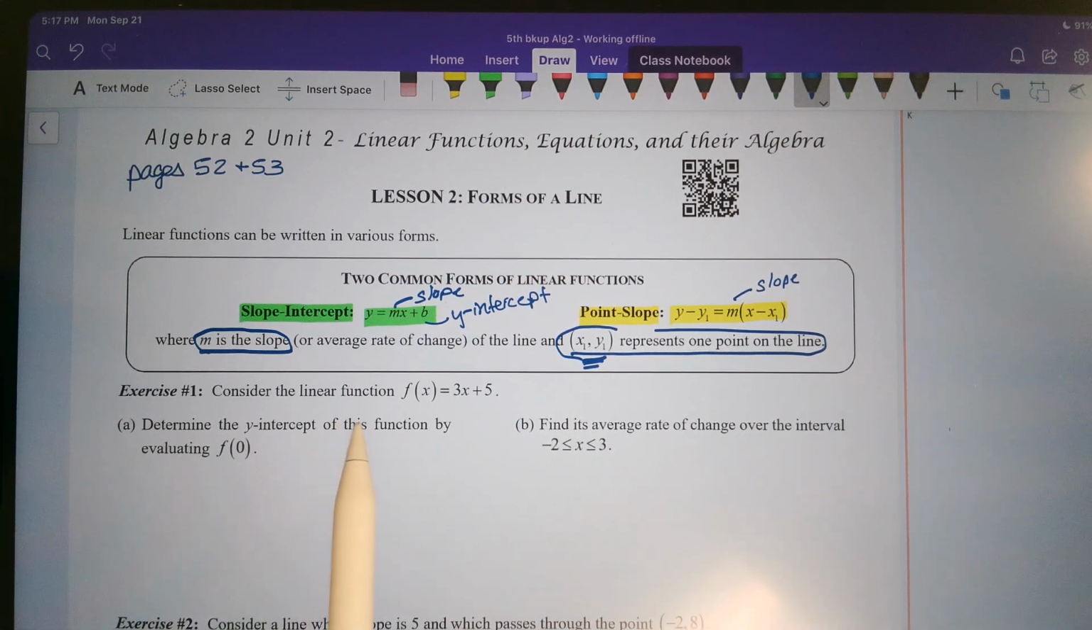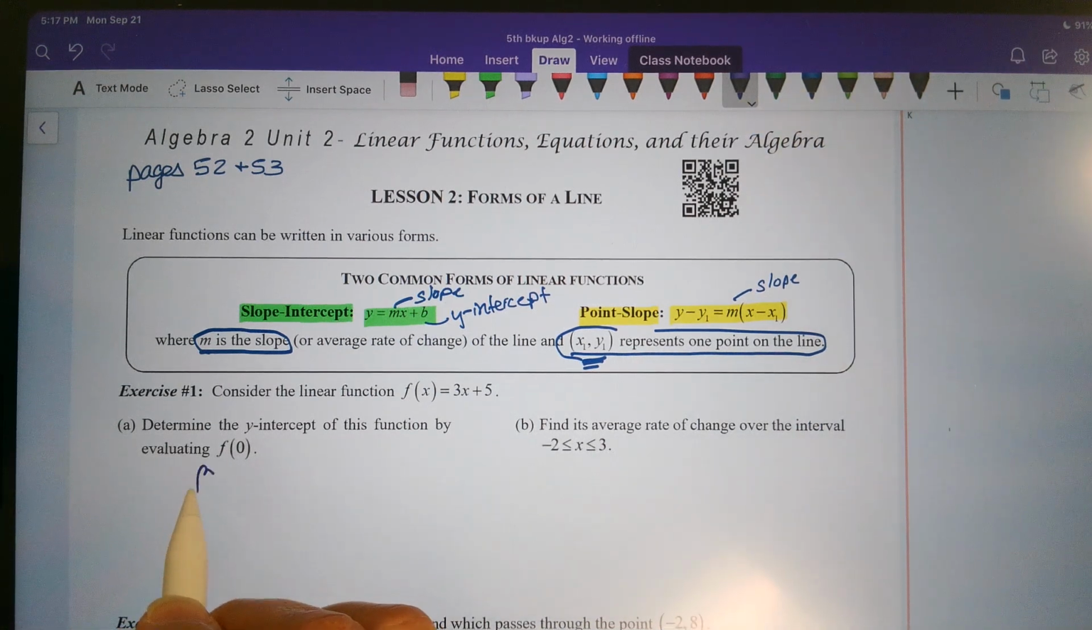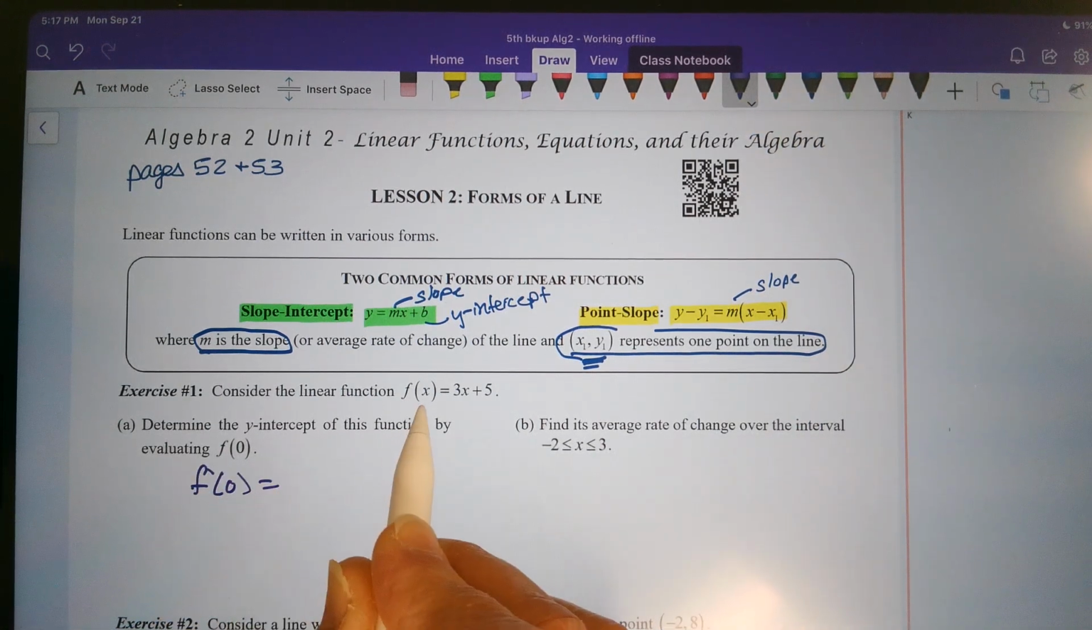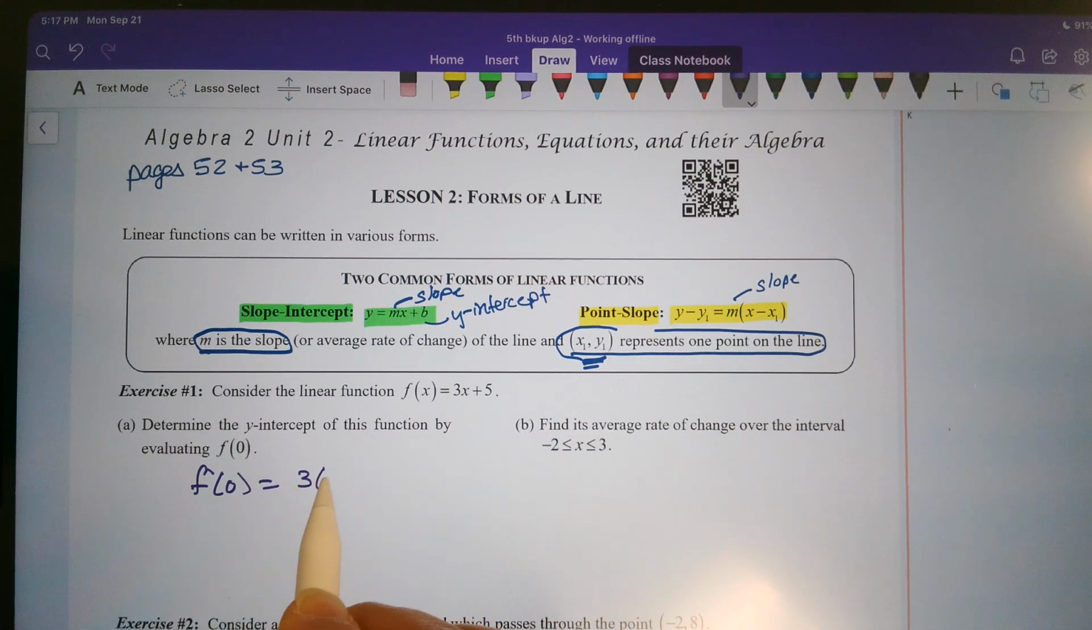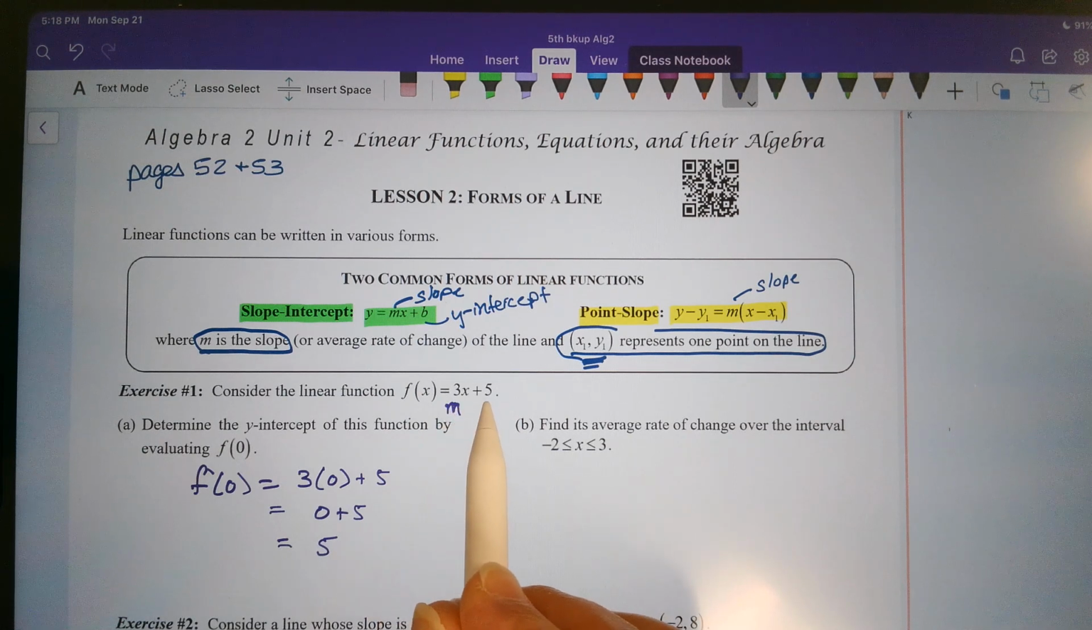Exercise number 1, consider the linear function f of x equals 3x plus 5. Determine the y-intercept of this function by evaluating f of 0. So f of 0 is going to equal, replacing x with 0, 3 times 0 plus 5, which is 0 plus 5, which equals 5, which we knew already because this is already in slope-intercept form, slope being 3 and 5 being our y-intercept.